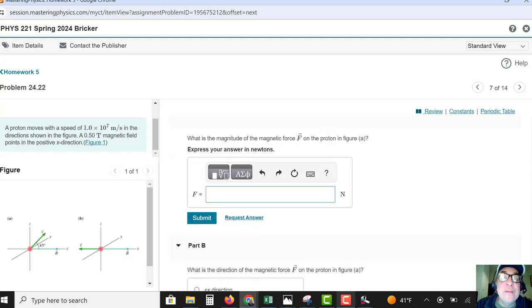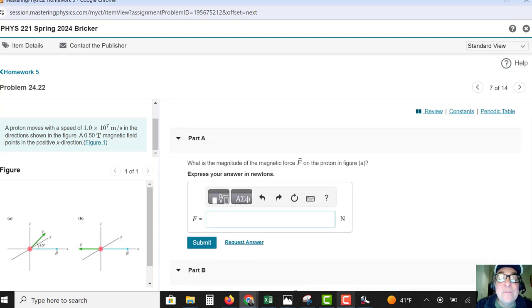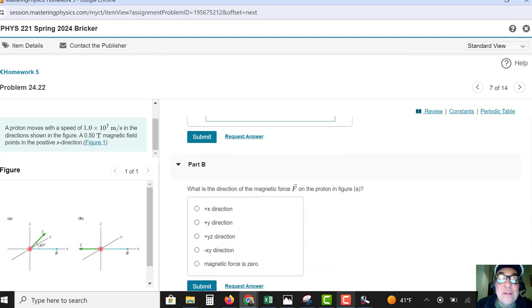We want to know in part A, what's the magnitude of the force in this picture, and then what is the direction of the magnetic force on the proton. Okay, so the force is always perpendicular to the plane made by the speed, the velocity, I should say, and the magnetic field strength.